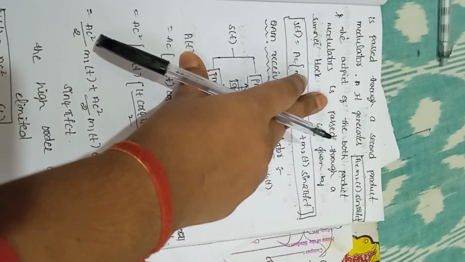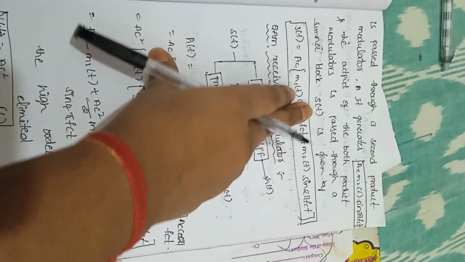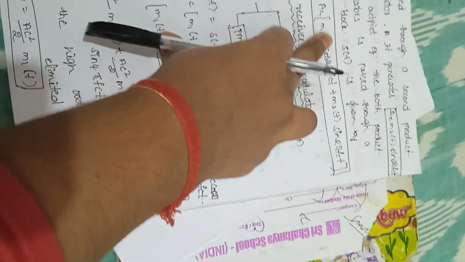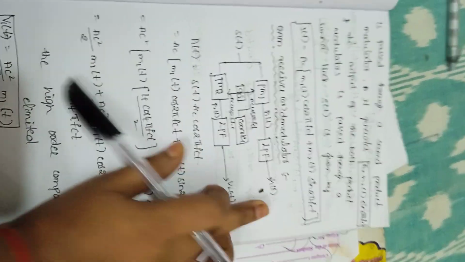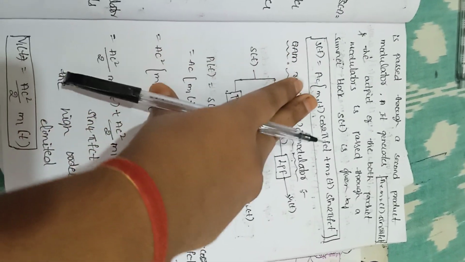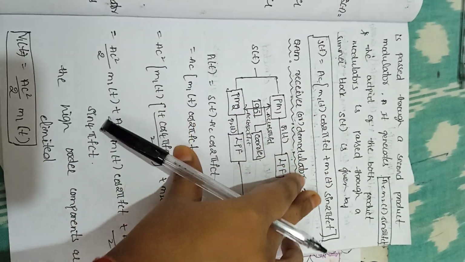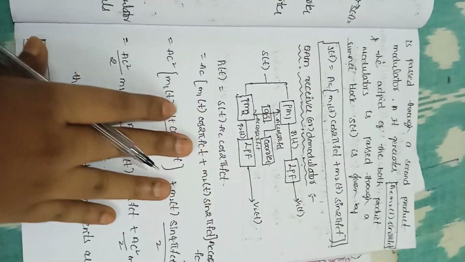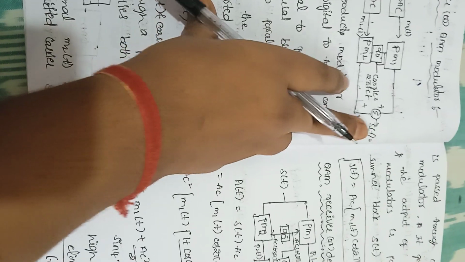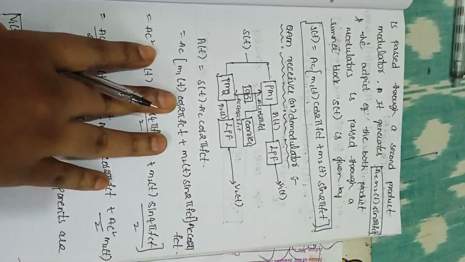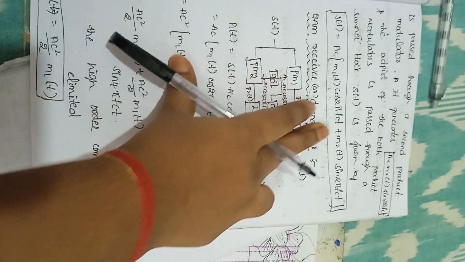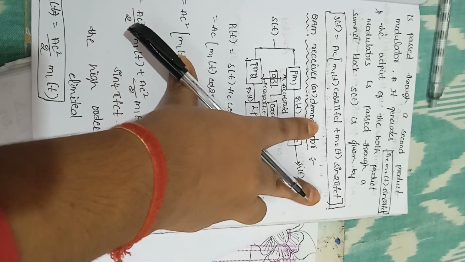The outputs of both product modulators are passed through a summer block. Adder means summer. Then we get the S of t, that is the standard wave of the QAM transmitter. The QAM transmitter standard wave signal is S of t equals Ac m1 of t cos 2 pi fct plus m2 of t sin 2 pi fct. Here the two signals go through the adder, that's why the two signals get summed.